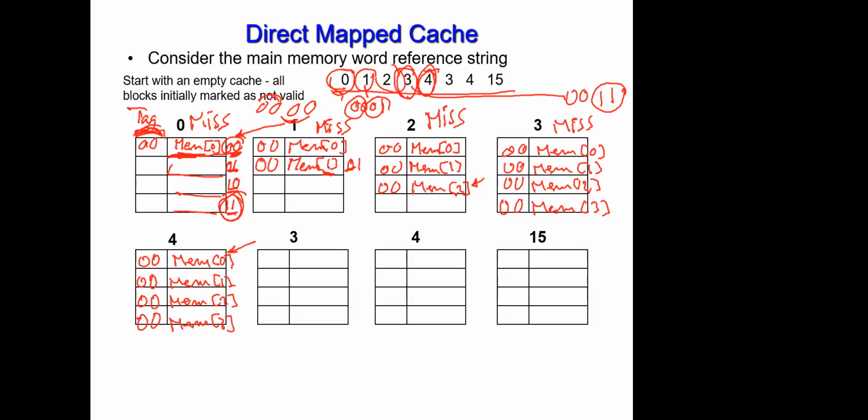Unfortunately, I did not find memory 4. I found memory 0, so I miss. What I need to do is go and bring memory 4 and overwrite whatever I have here. So this is basically memory 4. And the tag will change from 0, 0 to what? Again, how can I write 4? If I would like to write 4, it is basically 0, 0, 0, 1, 0, 0, correct?